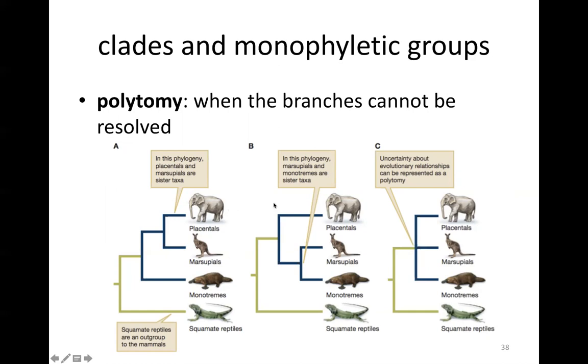So this was something systematists discussed for a long time. Are placentals closer to marsupials, or are marsupials closer to monotremes among mammals? And it turns out that placentals and marsupials are more closely related.